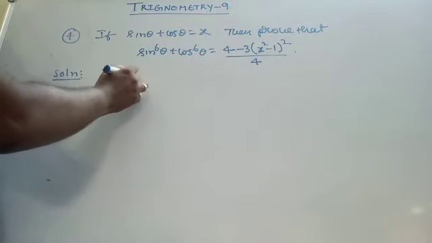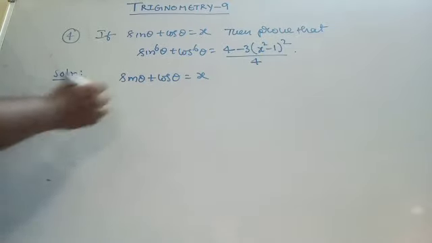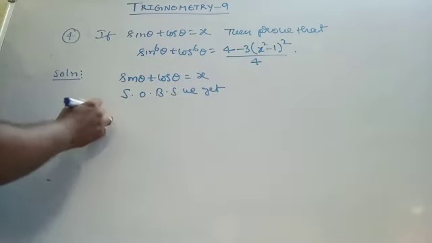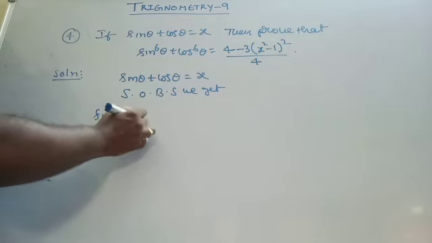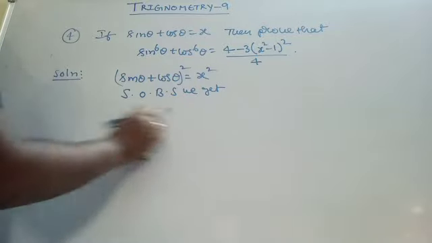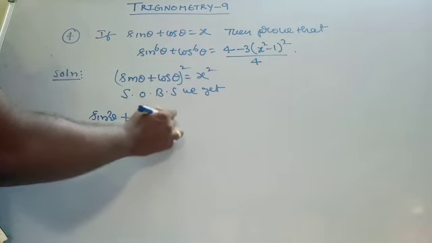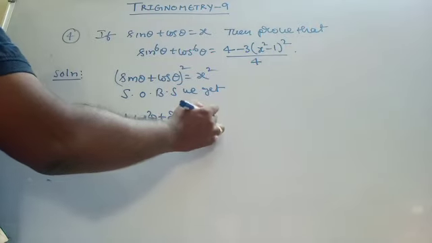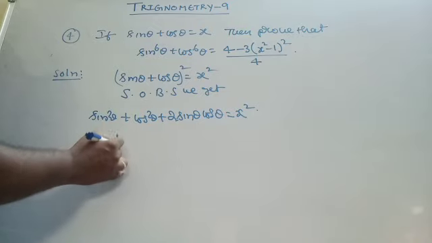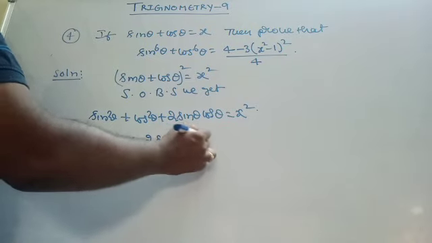They given that sin theta plus cos theta equal to x, right? Now squaring on both sides, what we get? Sin theta plus cos theta whole square will be x square. Now this becomes sin square theta plus cos square theta plus 2 sin theta cos theta is equal to x square, right? And sin square theta plus cos square theta is 1, and we have got, my dear students, 1 plus 2 sin theta cos theta is equal to x square.